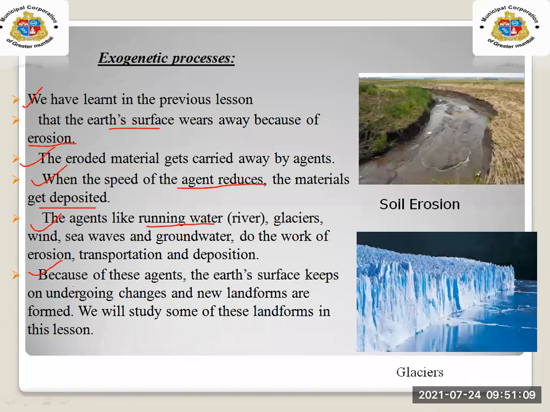So, whenever there is a process of erosion, the erosion agents mean what? Running water, meaning the river, glaciers, wind, sea. These are the agents of erosion, and they do the work of erosion, transportation and deposition.